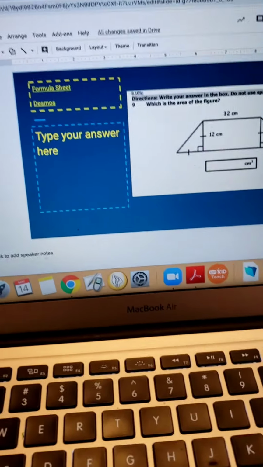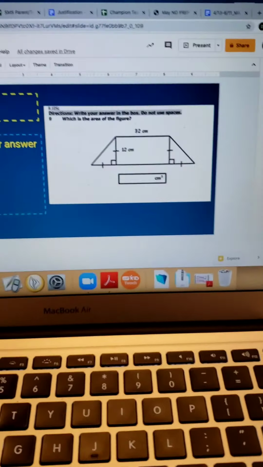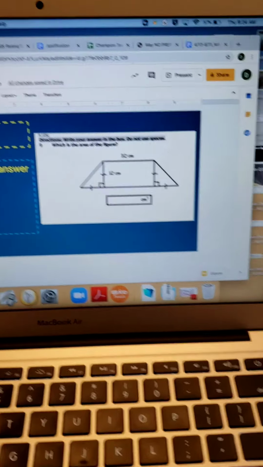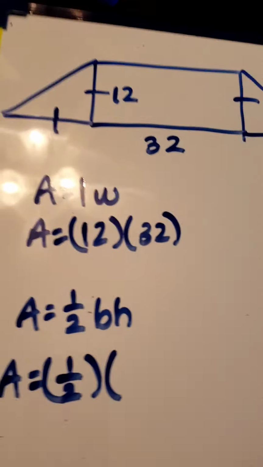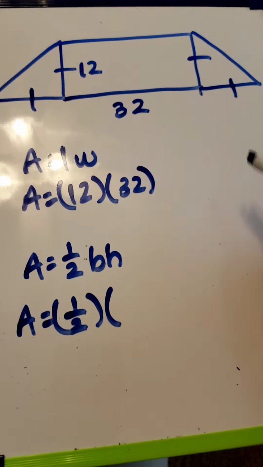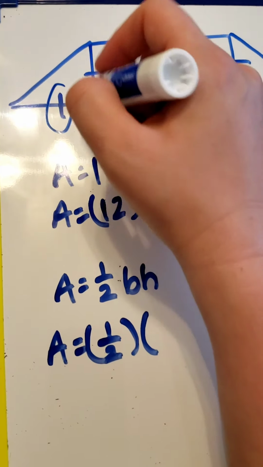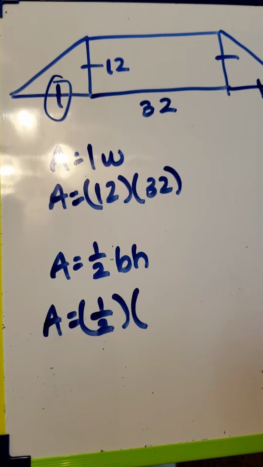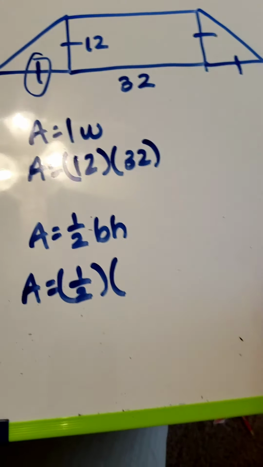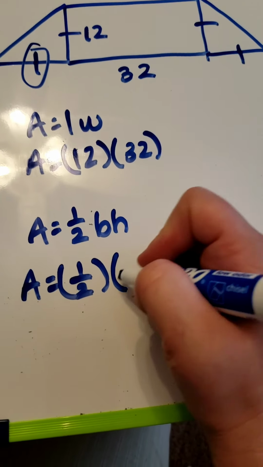This is slide number 13, okay? It looks a little daunting. It will be okay, I promise. So I set it up here for you. Starting with my rectangle, I have my 12 and my 32. These little marks mean it's equal. So that gives me my base and my height of both of my triangles, okay?